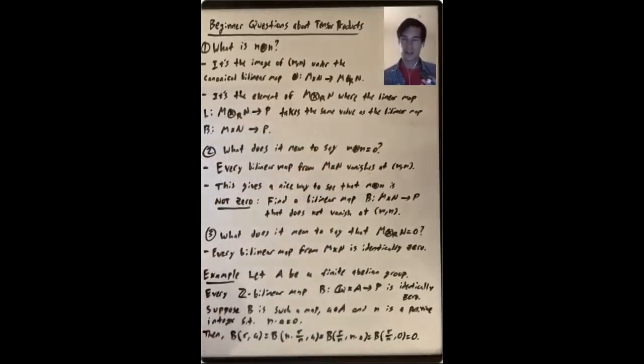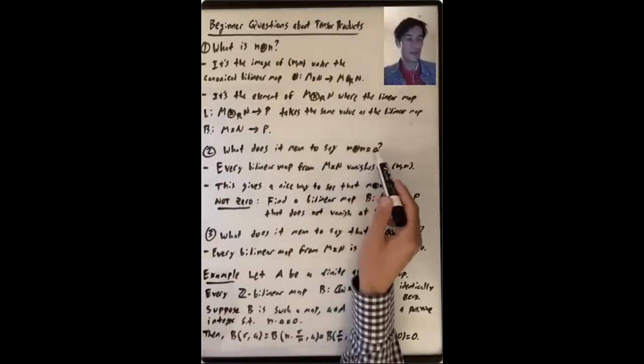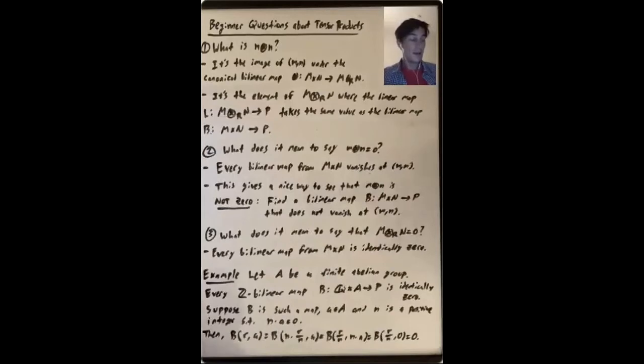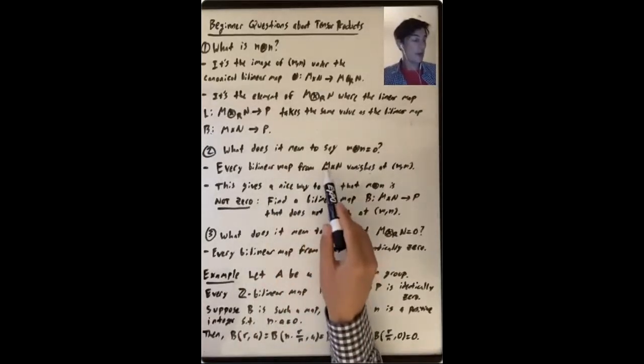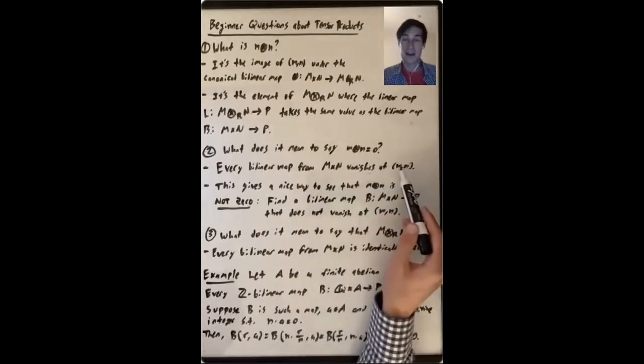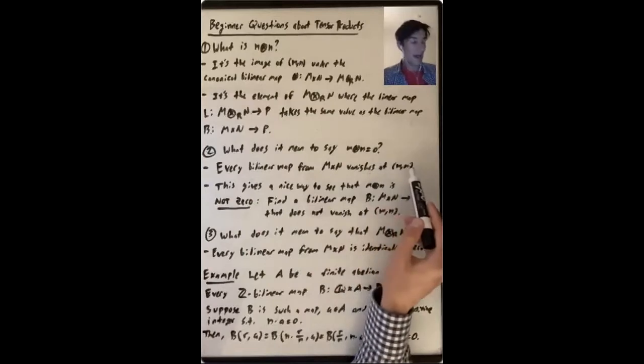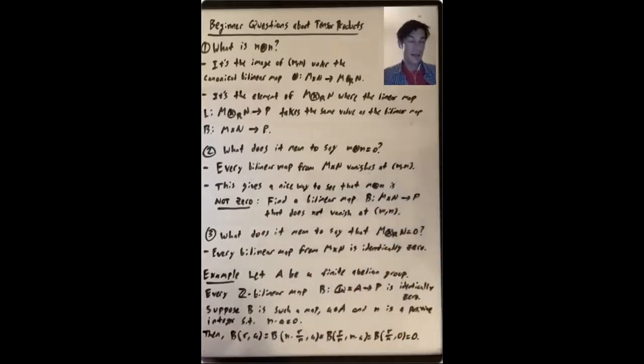All right, so given that description, what does it mean to say that an elementary tensor, m tensor n, is equal to 0? Well, it means that every bilinear map from M cross N to anywhere vanishes at the pair (m, n). And this is a helpful thing to think about. In particular, this gives a nice way to see that an elementary tensor is not 0.